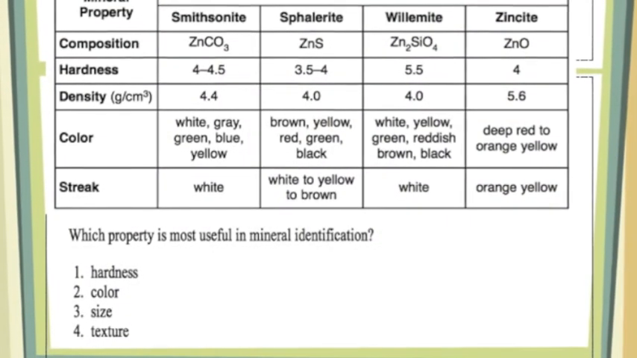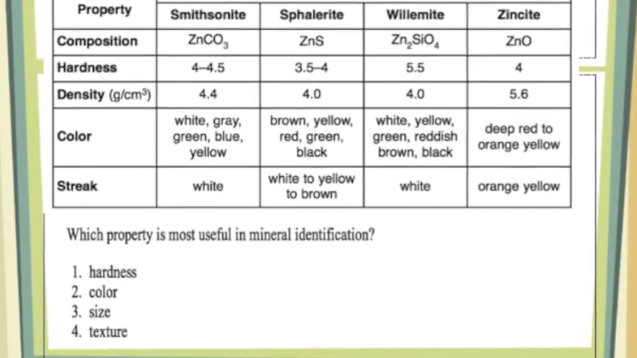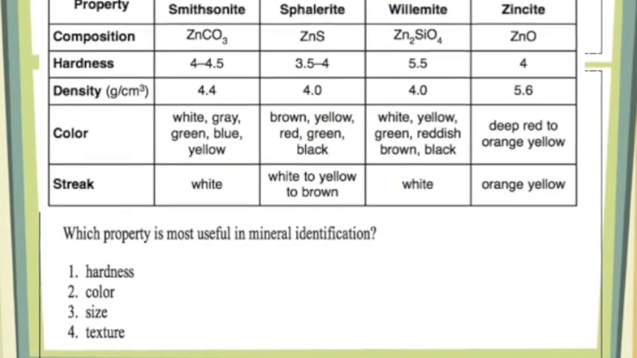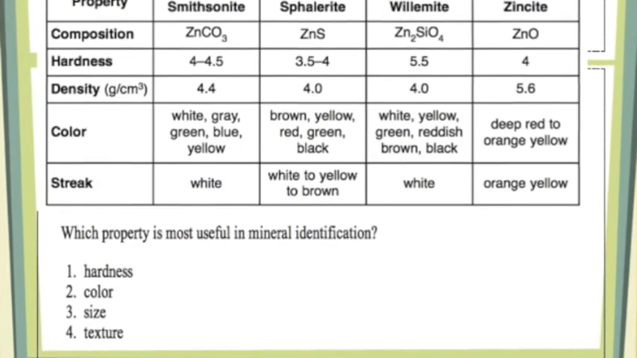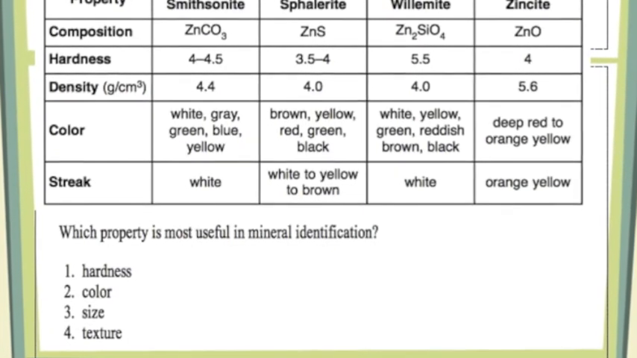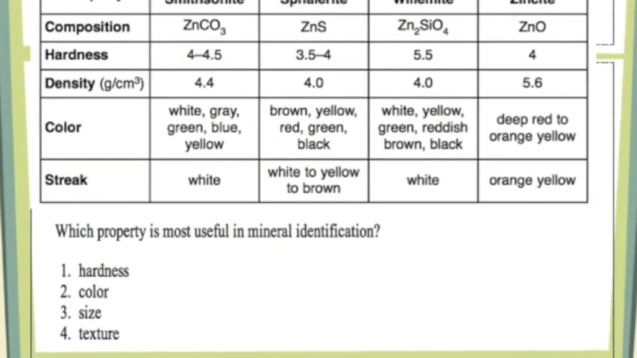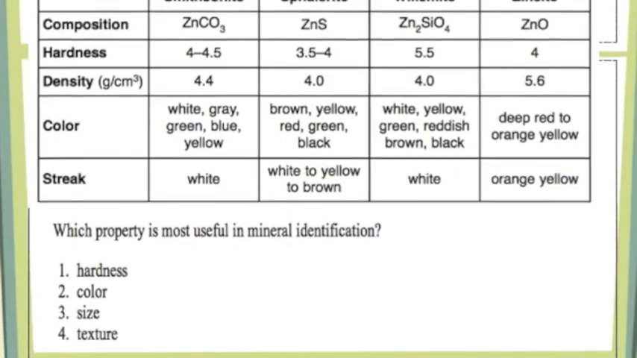Lastly, these are some practice questions. The diagram on the top is an example that you can find on a test. The left column describes what property of the mineral you are looking at. The question on the bottom, which property is most useful in mineral identification, is another example that you can find on a test. The answer to this question would be hardness.